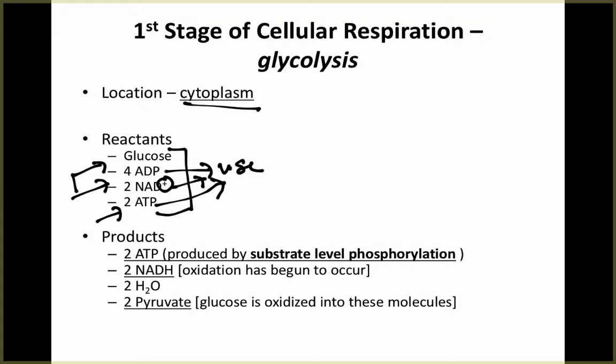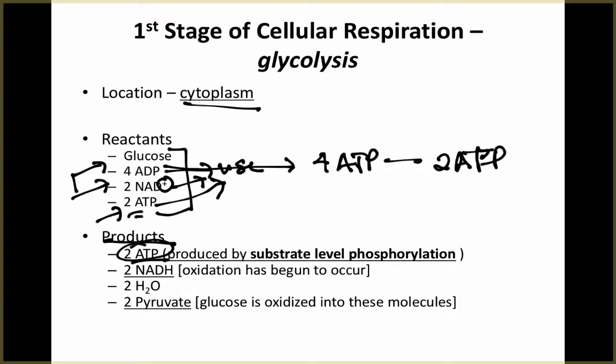And so the products that you essentially make are a total of 2 ATPs, because remember, you have 4 ATPs, but you use minus 2 ATPs, because you use 2 to begin with, so you get a total of 2 ATPs here. You make 2 NADHs. From this process, you're going to make 2 waters, and then the end molecule that's going to go to the next one is this guy named pyruvate.